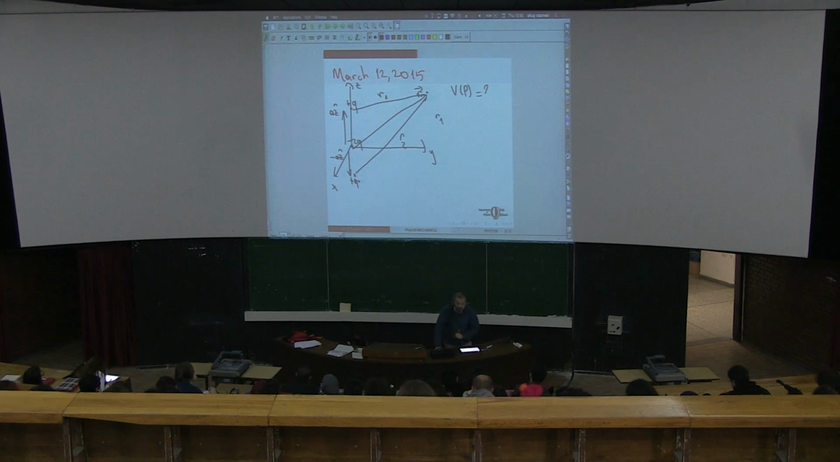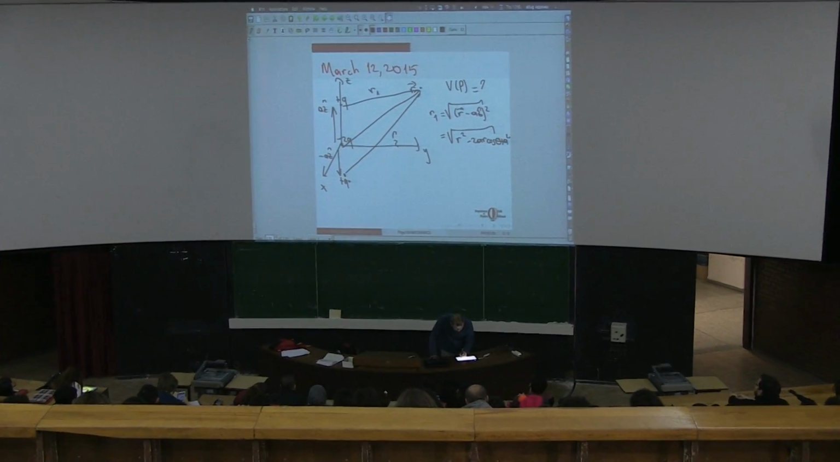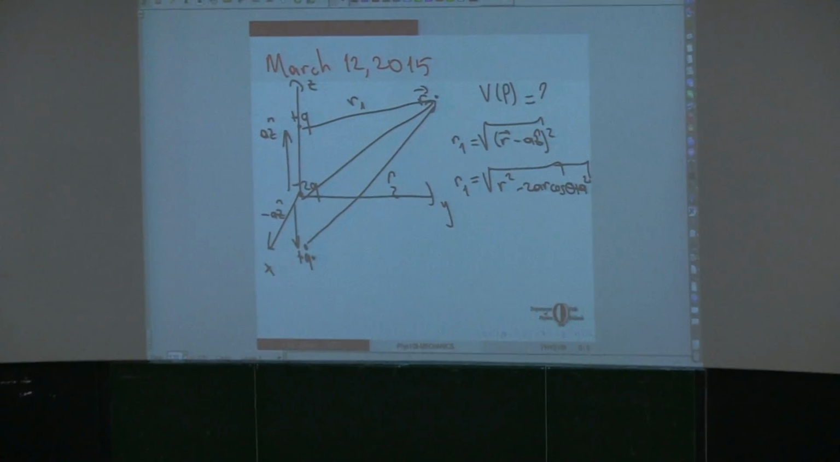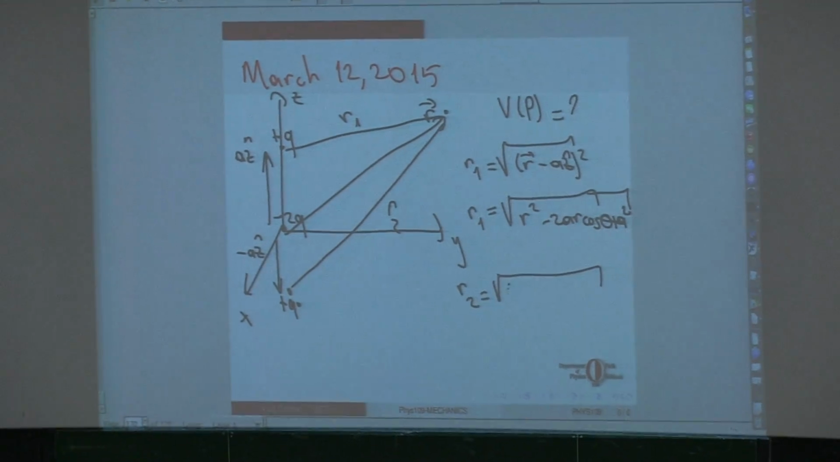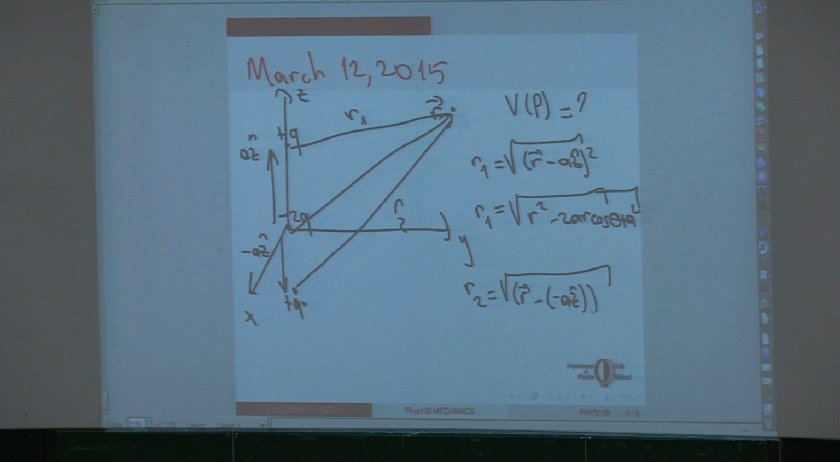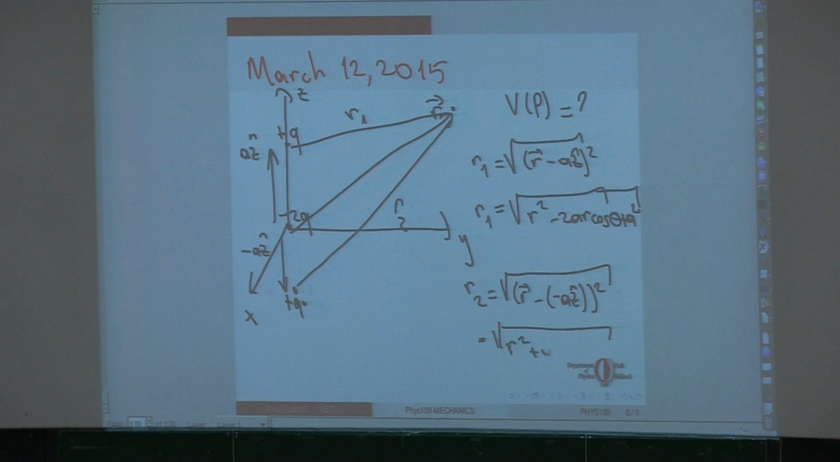So let's start with r1. What is r1 in terms of these parameters? Well, you can use the cosine theorem or vector calculus, whichever one you like. This is nothing but the square root of |r minus a z hat| squared, and hence this is equal to the square root of r squared minus 2ar cosine theta plus a squared. This is r1. Now, r2 is similar. It is the square root of |r minus minus a z hat| squared, and this is equal to the square root of r squared plus a squared plus 2ar cosine theta. One has a minus, the other one has a plus.